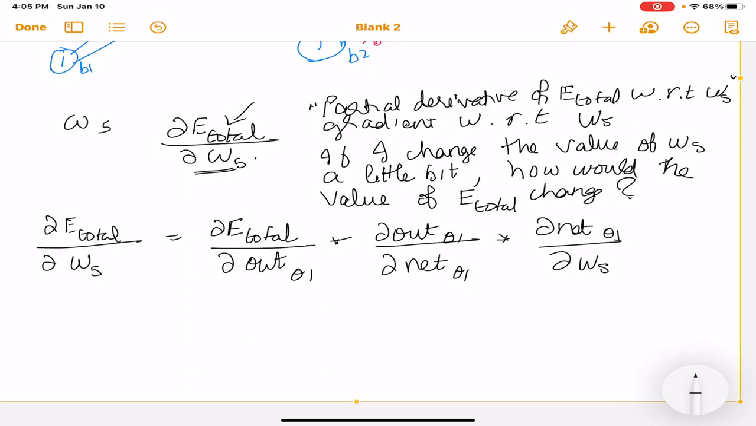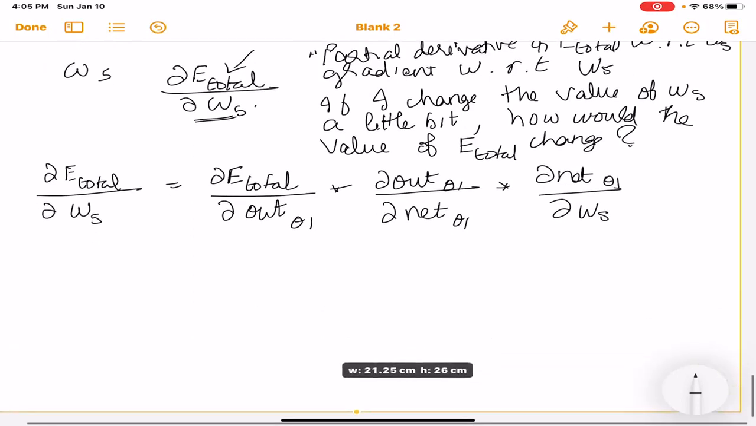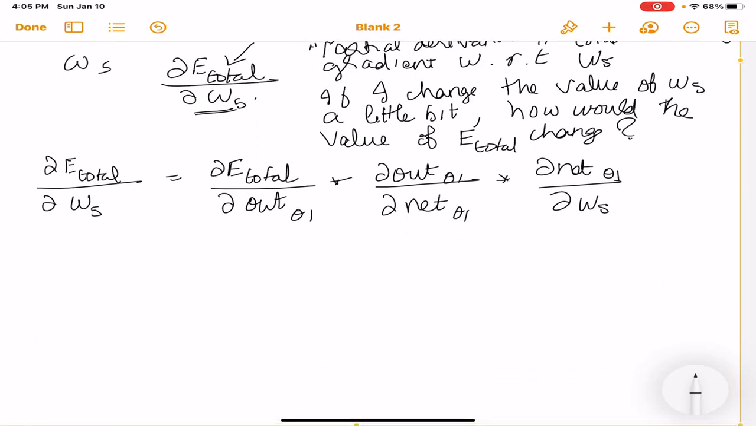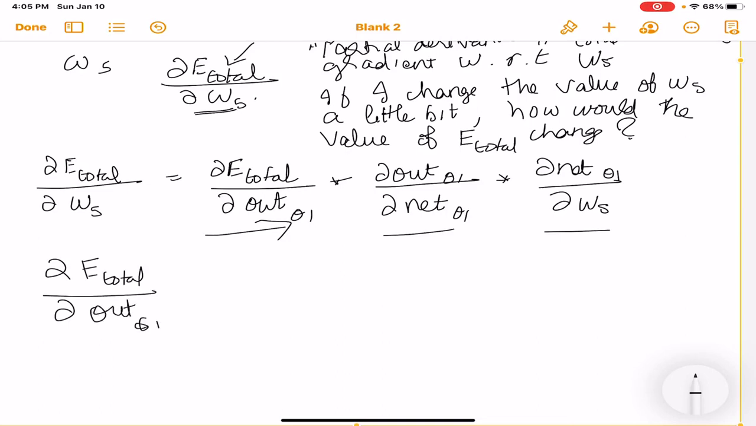So now we have the equation. We need to figure out each component of this equation separately. Let us get started with the first piece of this equation, which is dou E total divided by dou out O1.